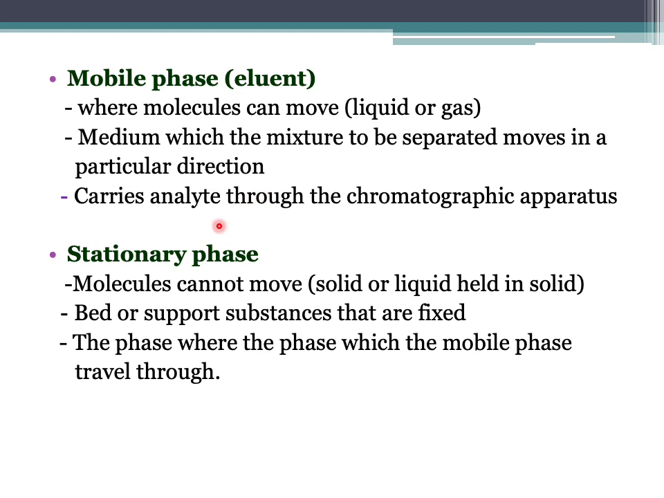So, this is the definition of the mobile phase and stationary phase. So, mobile phase is eluent. Okay, benda yang kita larutkan, the component or the substance yang kita larutkan dalam eluent ataupun kita larutkan dalam mobile phase. So, mobile phase where molecules can move, liquid or gas. Dia bergerak. Mobile phase ni dia bergerak melalui stationary phase. So, medium which can mixture to be separated move in a particular direction.